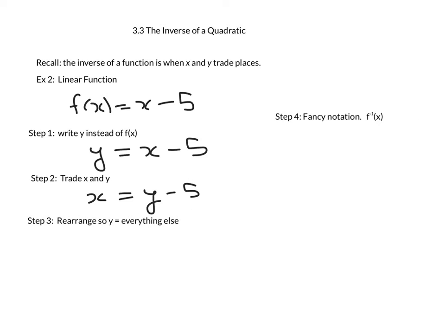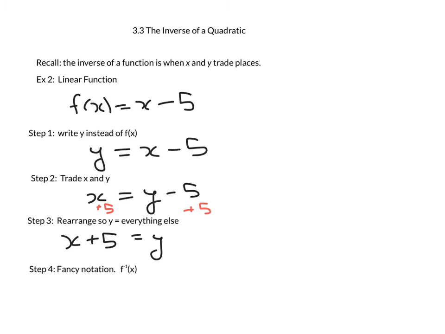Step 3, we're going to rearrange it so that y equals everything else. So instead of minus 5, we're going to do the opposite. So we're going to add 5 to both sides. So we now have x plus 5 equals y. And our last step is to write it in our fancy notation. So that means that our inverse, f to the minus 1 of x, equals x plus 5.